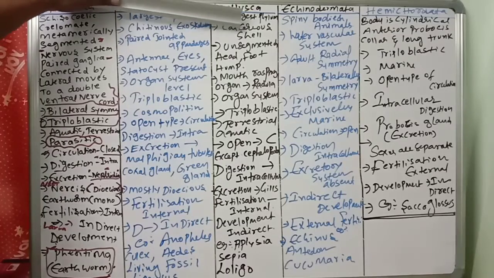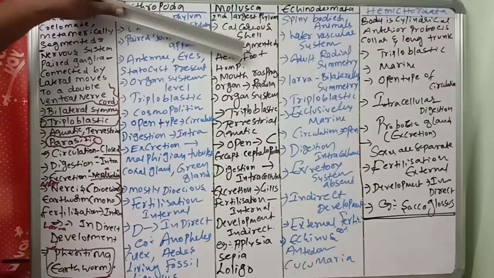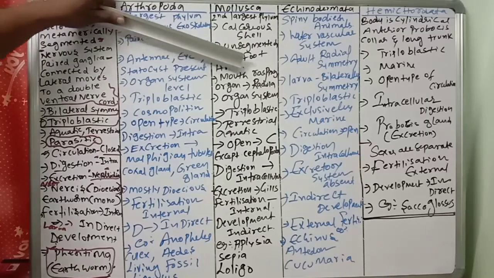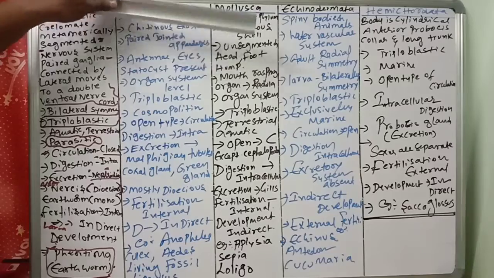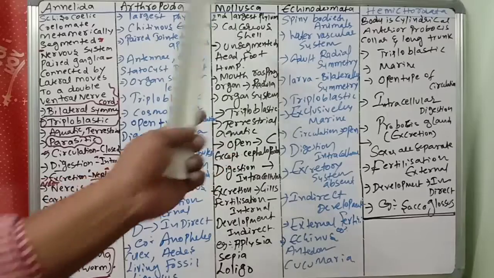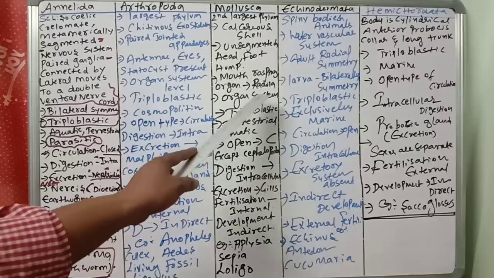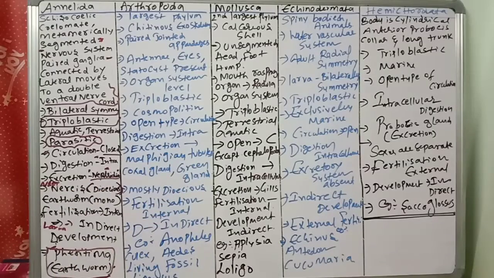The body is covered with a calcareous shell and unsegmented. The body consists of head and foot with the visceral hump. The mouth has a rasping organ. The Mollusca mouth has a rasping organ called the radula. So organ system organization will be there. They are triploblastic: ectoderm, mesoderm, endoderm are present.